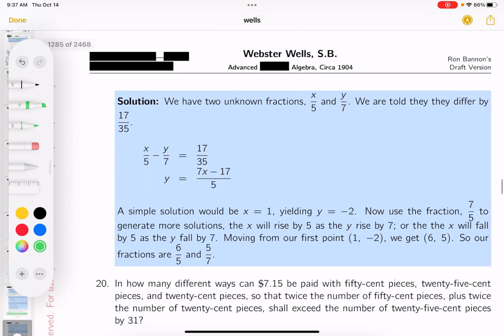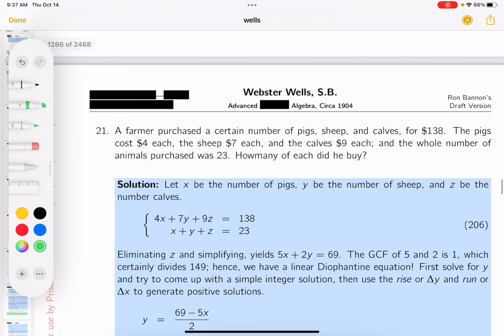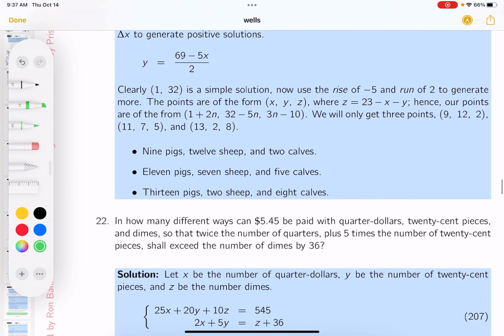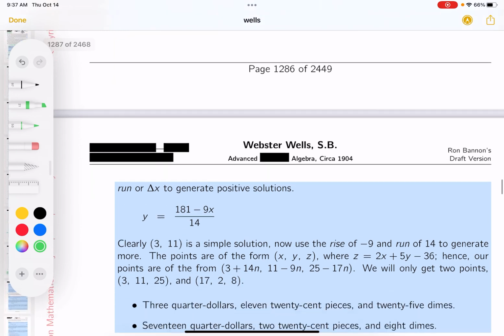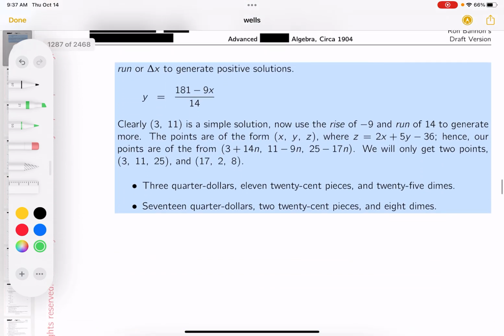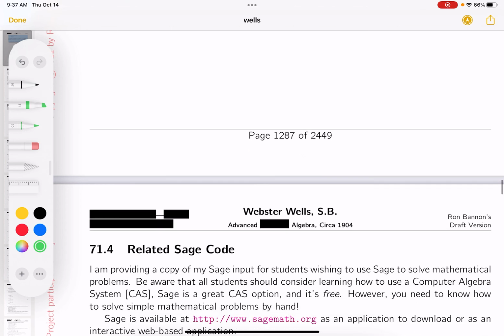So the deal about this over here, there's 20 more money problems. There's a farmer with pigs, sheep, and calves. They got to be integers, by the way. I hope you realize that. And it's interesting that you can solve these things. More money problems. And there's 22 questions. Let me repeat this. This took me time to get through as well. I don't look at these and say, this is easy peasy lemon squeezy. It's not.